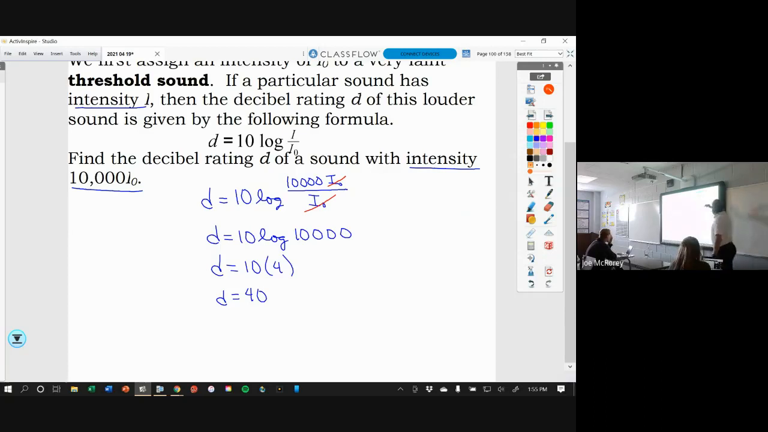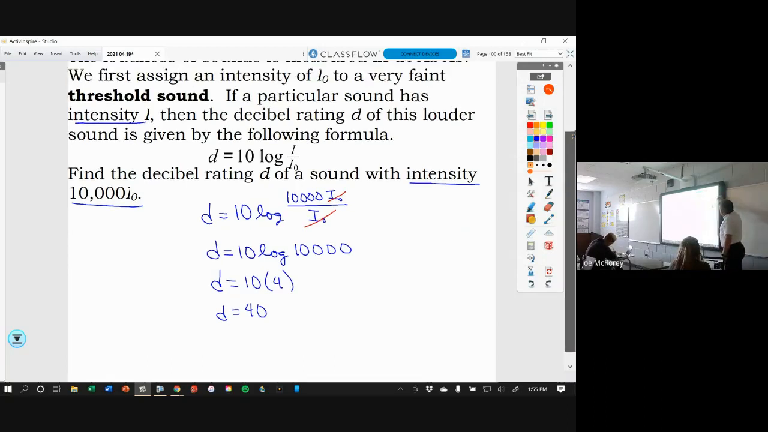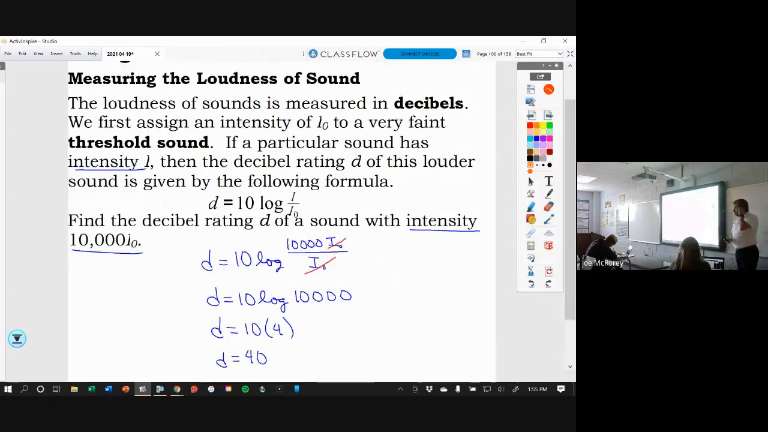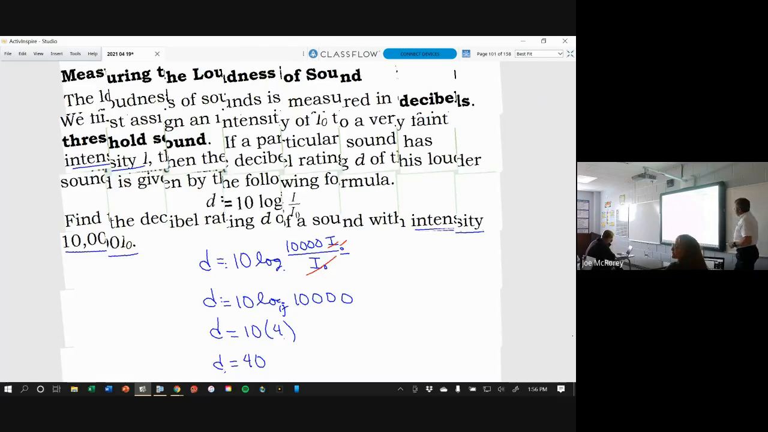Again, where did 40 decibels... That's actually like your average speakers. I sub 0 doesn't matter. It's just a part of the problem that you get to cancel and get rid of.